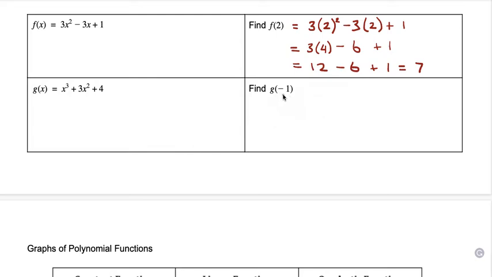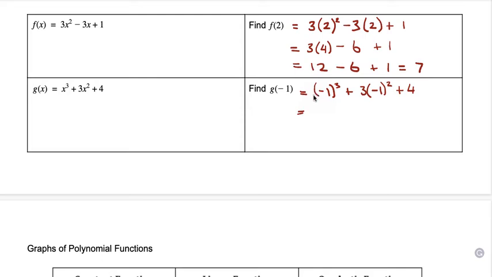Same idea with negative numbers, just watch out for the negative, right? So with this one here, we've got negative 1 cubed, that's plugging in for the first x, plus 3 times negative 1 squared plus 4. Okay, now watch out for those negatives.